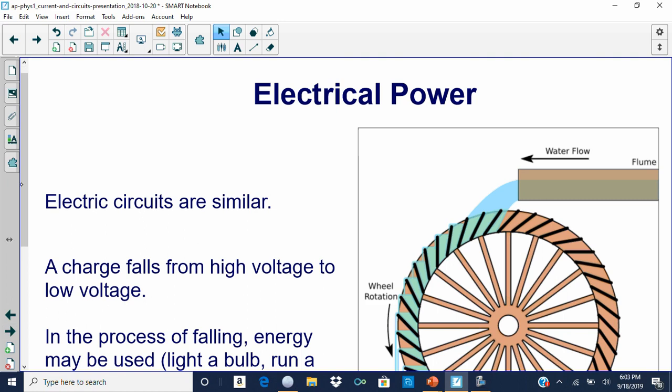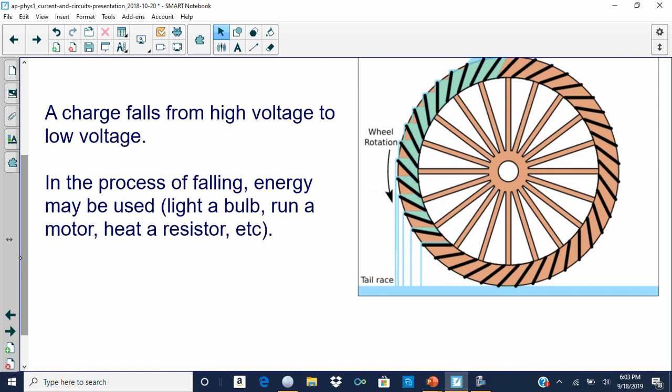Electric circuits are similar. A charge falls from a high voltage to a low voltage. In the process of falling, energy may be used to light a bulb or run a motor or heat a resistor, etc. And that means that work is being done.